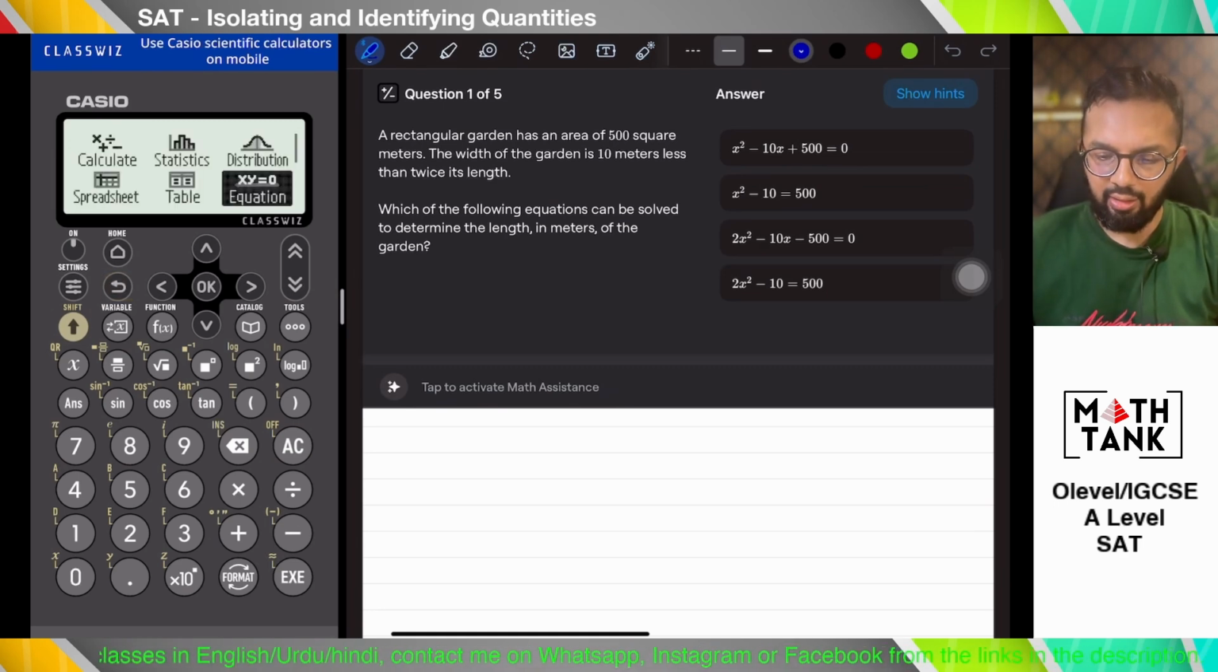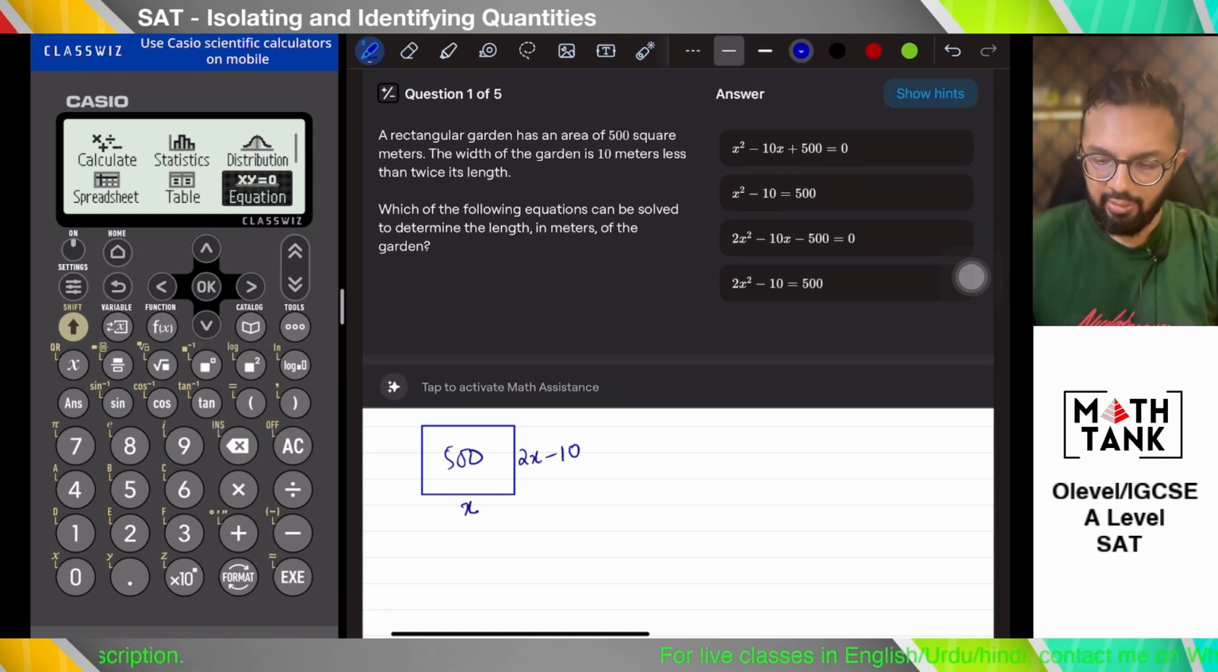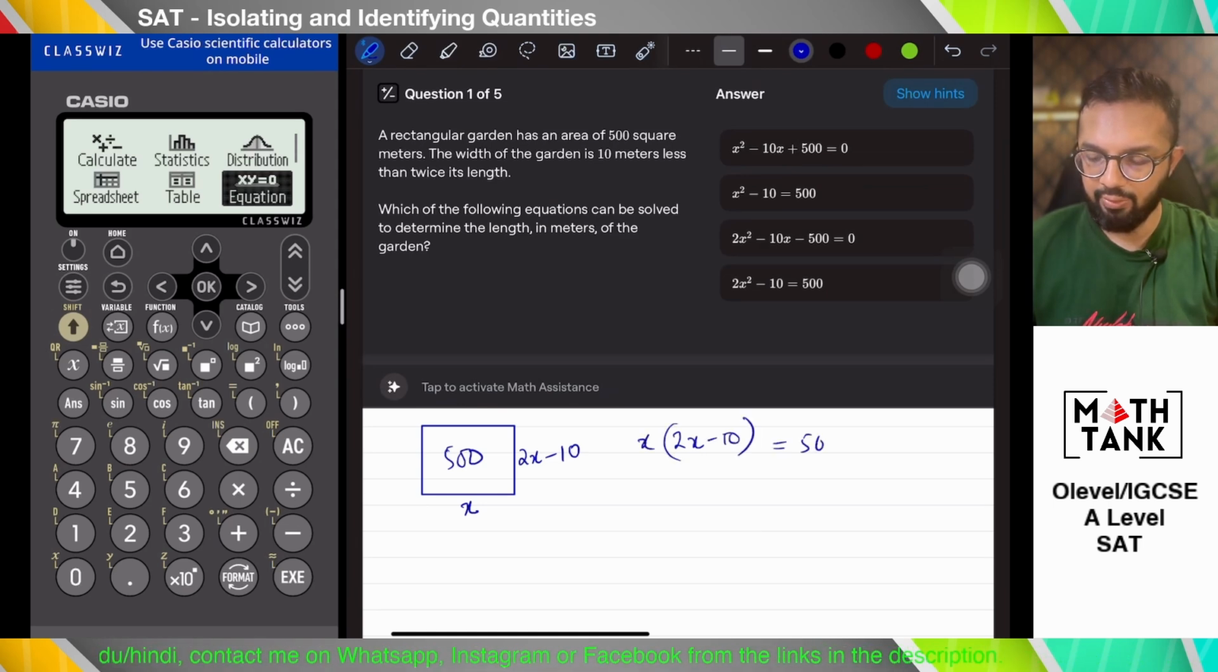This is a rectangular garden, has an area of 500 square meters. The width of the garden is 10 meters less than twice its length. So let's say the length is x, then 2x minus 10 should be the width. Which of the following can be solved to determine the length? So I want to find what is x. So I can say that x times (2x minus 10) should equal 500.